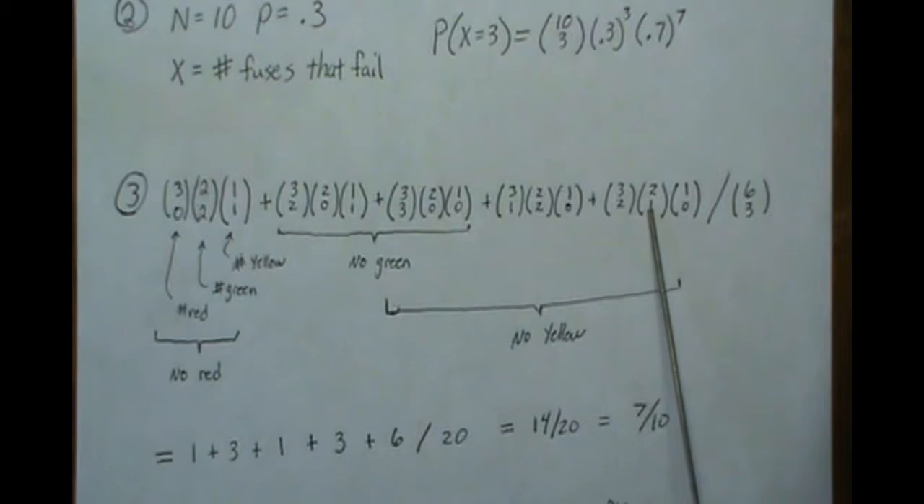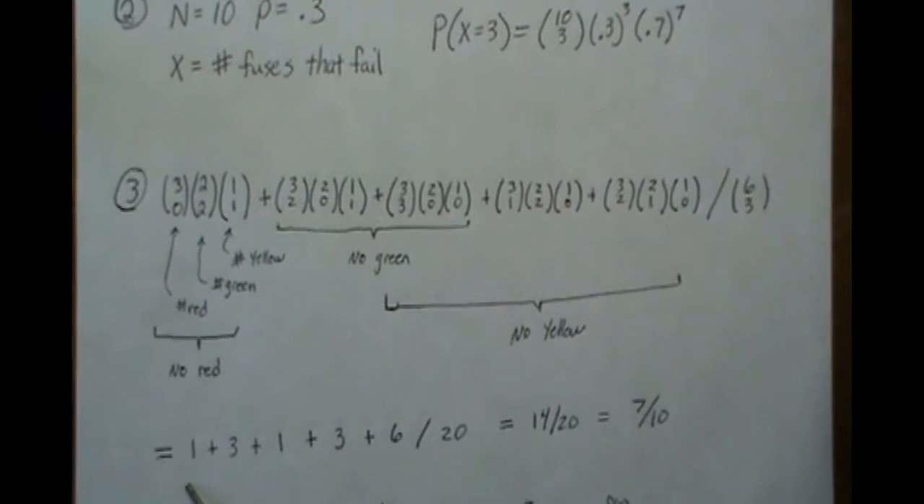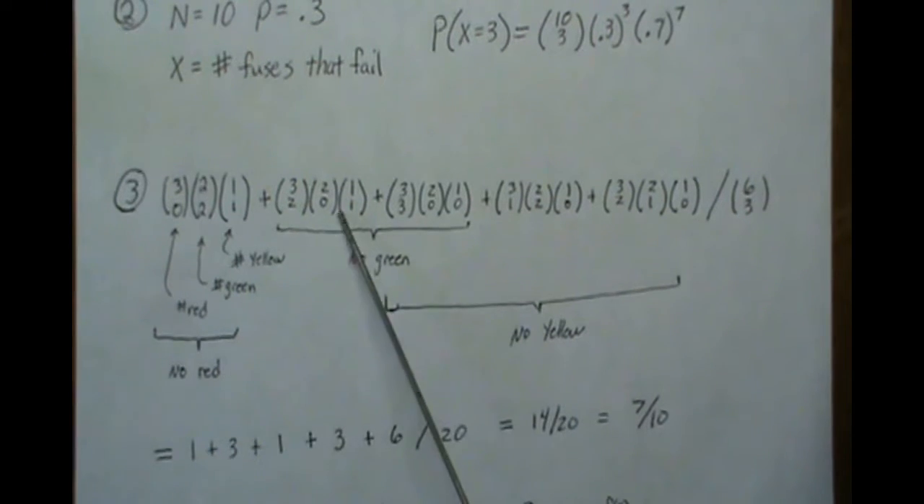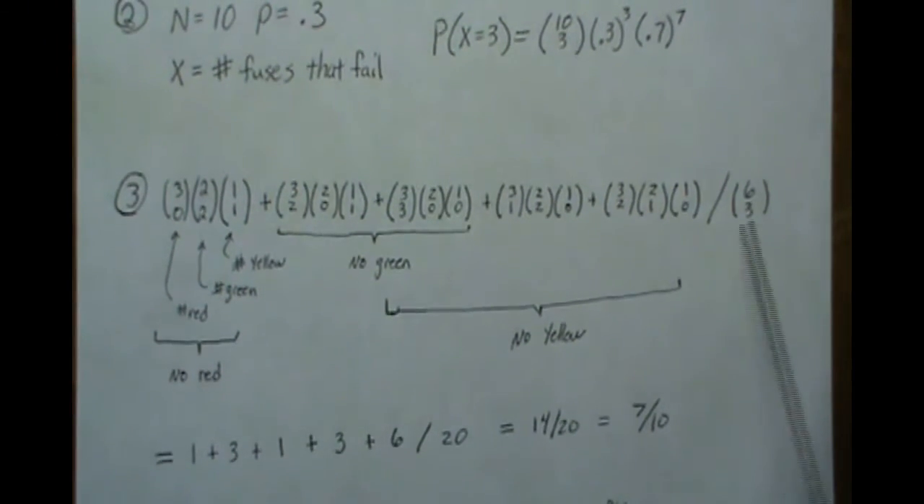So when we calculate, this is divided by the total number of ways we can choose 3 balls. And then this is 1, this one is 3, 1, 3, 6 over 20. The answer is 7/10.